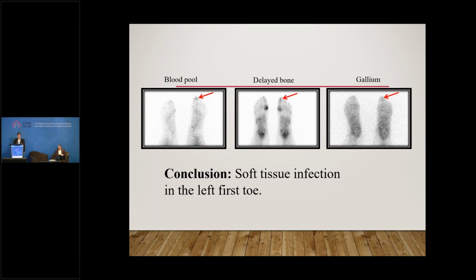So we see on the left, the blood pool shows increased uptake, so this is increased flow on the tip of the left first toe. On the middle slide with the red arrow, there is mildly, trivially increased activity in the tip of the left first toe, and the gallium shows increased activity. So there's no evidence of osteomyelitis. This is considered to be a soft tissue infection.